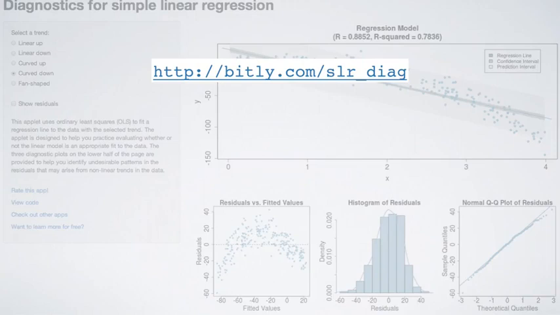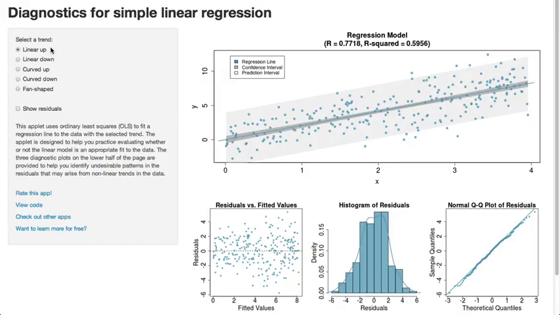Checking regression diagnostics is somewhat of an art, and it takes lots of practice to be able to tell when a condition has been met or has not been met. Let's play around with the following applet to get some of that practice. Let's start with an example where things actually work well.